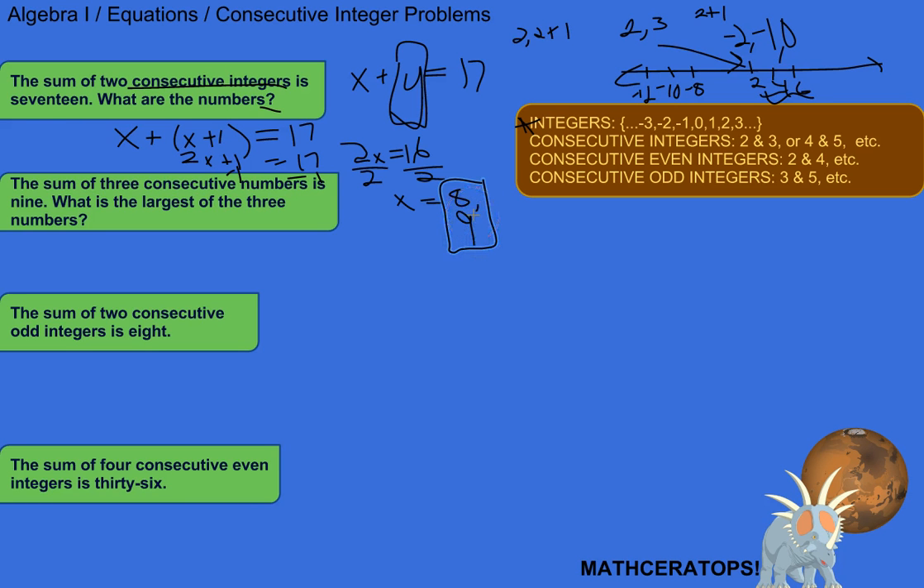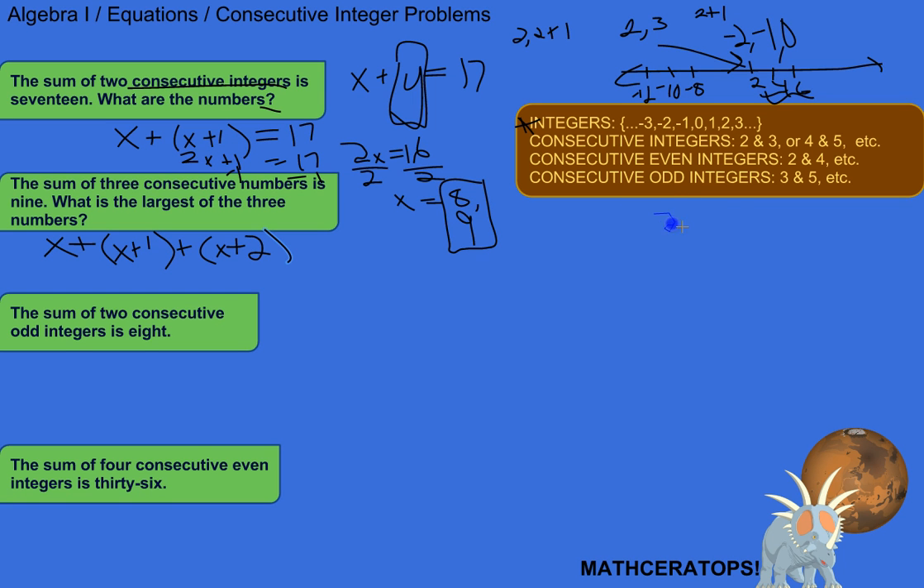All right, let's try another one that's a little bit more difficult. The sum of 3 consecutive integers is 9. What is the largest of the 3 numbers? Okay, so let's start with some integer, x. We're adding up 3 consecutive integers. So we've got x. The next integer up would be x plus 1. I'm just grouping this to keep track of what is what. And then we've got x plus 2 would be the third consecutive integer.